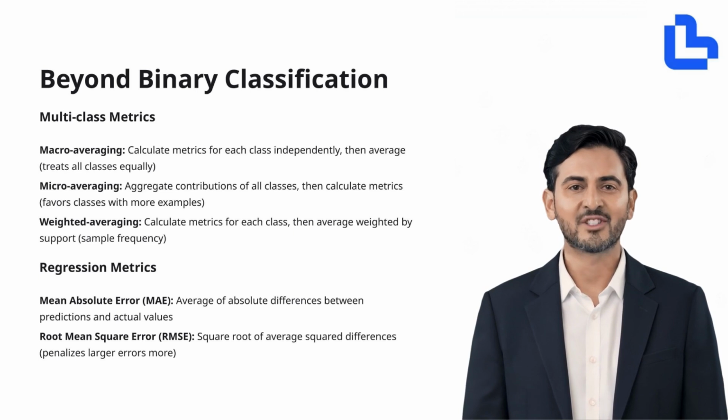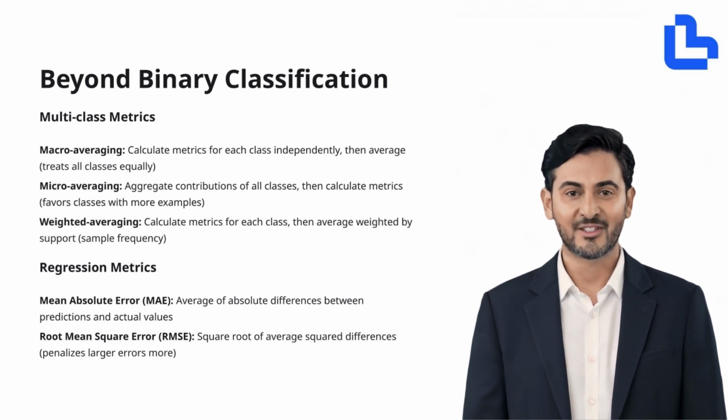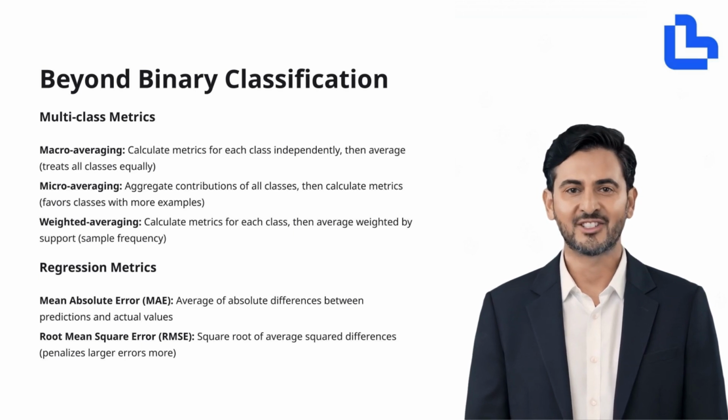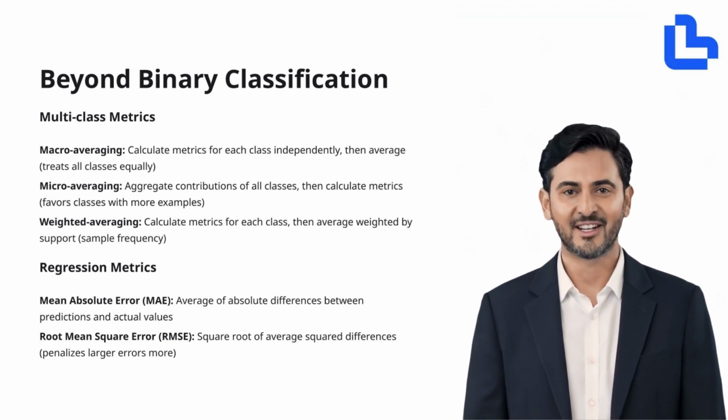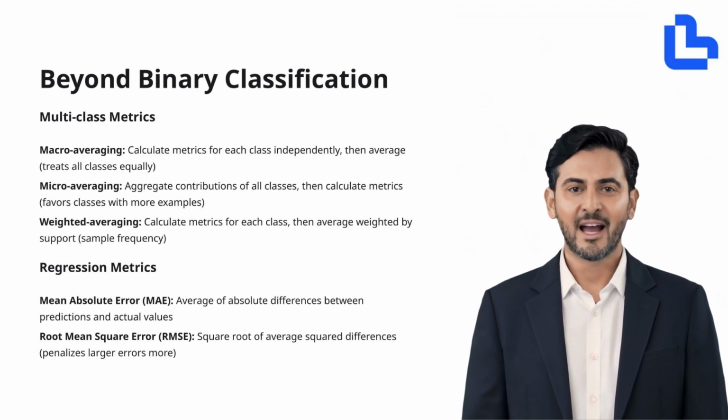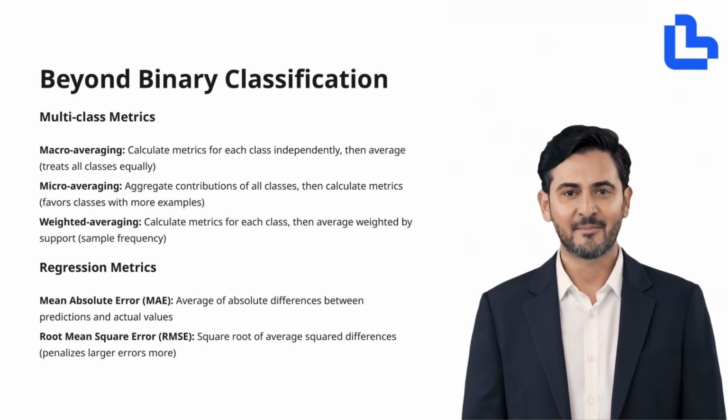Micro averaging aggregates the contributions of all classes before calculating metrics. This approach favors classes with more examples and is helpful when overall performance is more important than per-class fairness. Weighted averaging strikes a balance by averaging metrics for each class, weighted by how often each class appears. This is ideal when you want to reflect the real-world distribution of your data while still accounting for individual class performance.